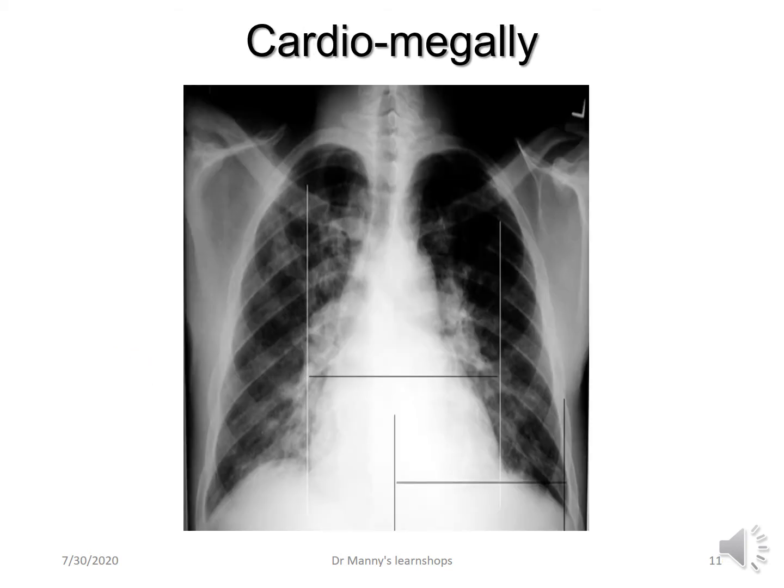When we talk about cardiomegaly, or an increase in the heart size, we spoke about the cardiothoracic ratio. So the cardiothoracic ratio in an adult would be greater than 0.5, and in a pediatric, an infant or a neonate, would be greater than 0.65.